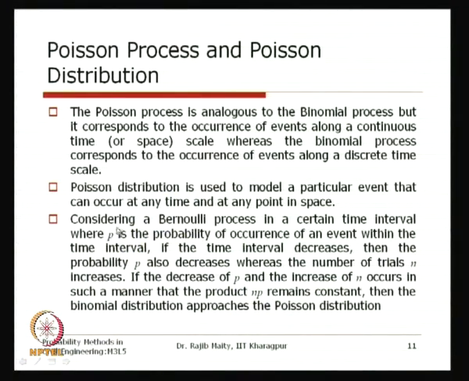Now suppose we want to make the analogy with the Bernoulli process. If we consider a Bernoulli process in a certain time interval, where p is the probability of occurrence of an event within the time interval, then if the time interval decreases, the probability p also decreases, obviously, whereas the number of trials n should increase. If the decrease of p and increase of n occur in such a manner that the product np remains constant, then the binomial distribution approaches the Poisson distribution.